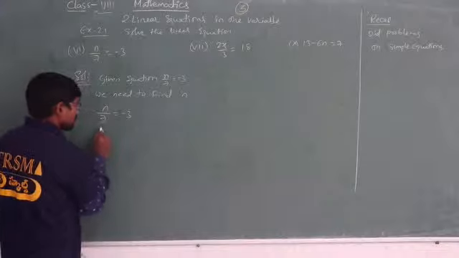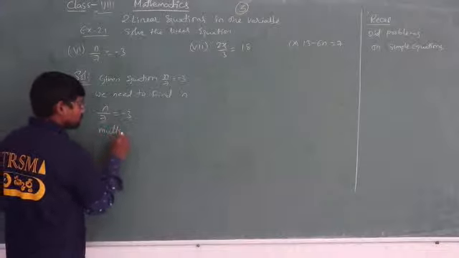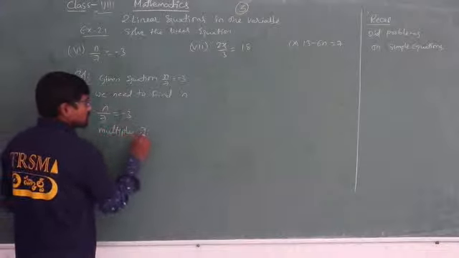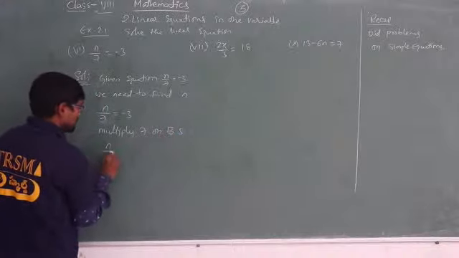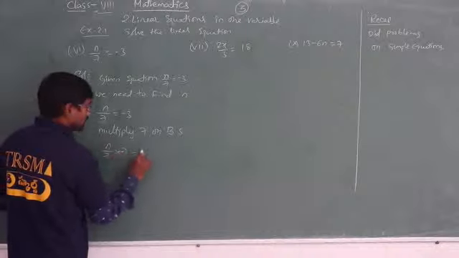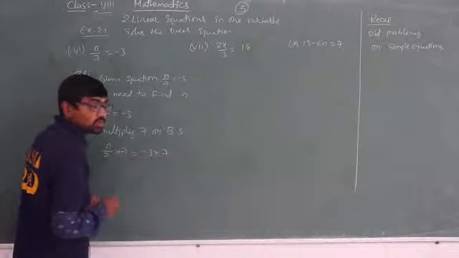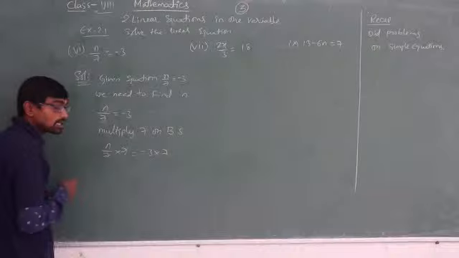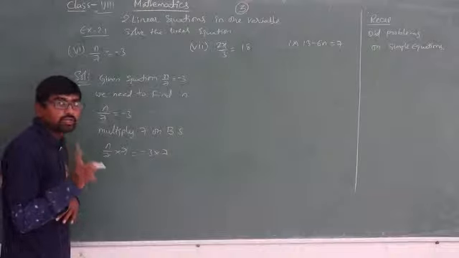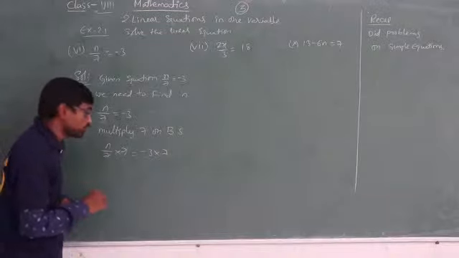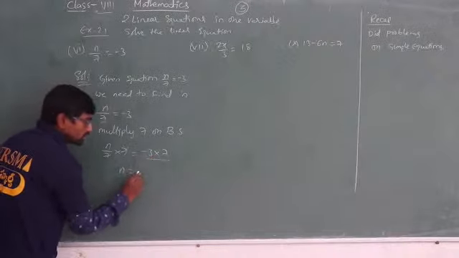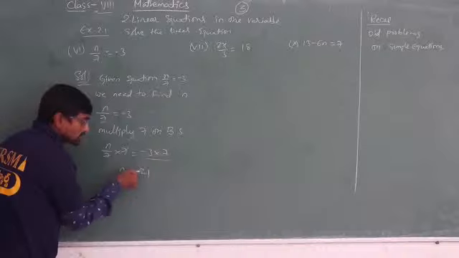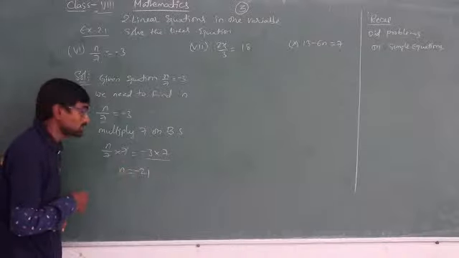So here, multiply 7 on both sides. n by 7 into 7 is equal to -3 into 7. So 7 ones are 1. This is the multiplicative inverse. So n is equal to 7 threes are 21, and as I have the minus symbol, it is minus.